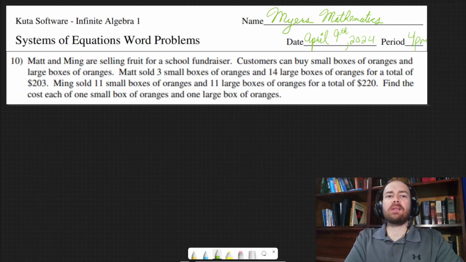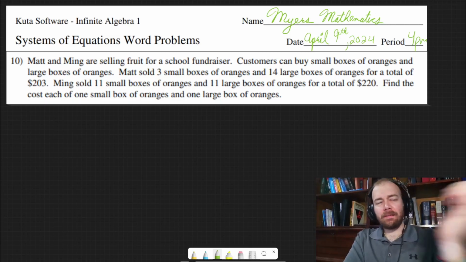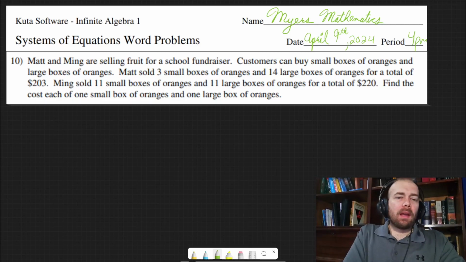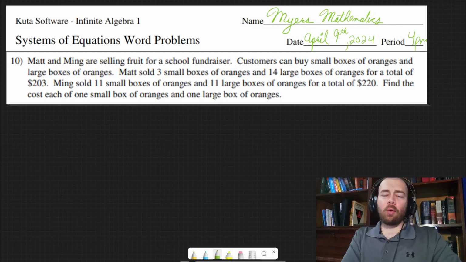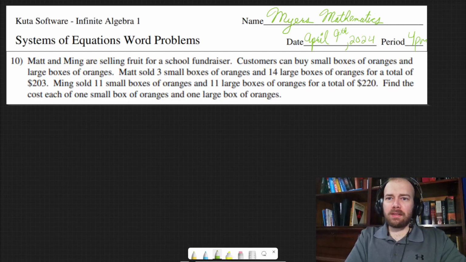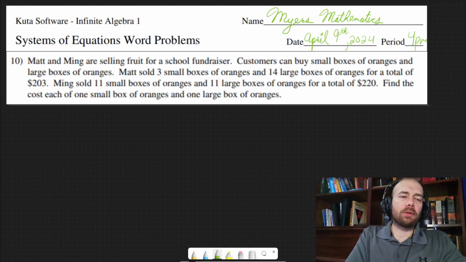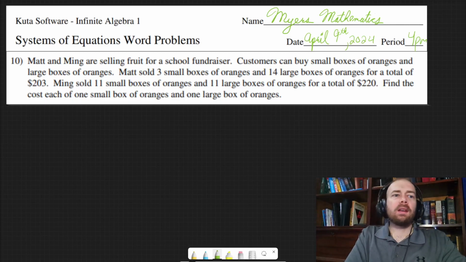This is Systems of Equations Word Problems, number 10. Matt and Ming are selling fruit for a school fundraiser. Customers can buy small boxes of oranges and large boxes of oranges. Matt sold 3 small boxes of oranges and 14 large boxes of oranges for a total of $203. Ming sold 11 small boxes and 11 large boxes for a total of $220. Find the cost of 1 small box of oranges and 1 large box of oranges.